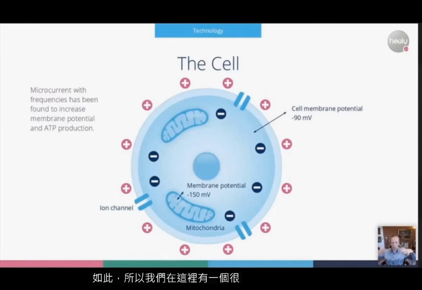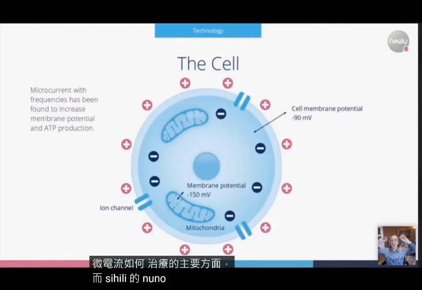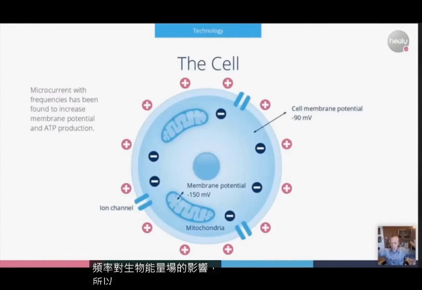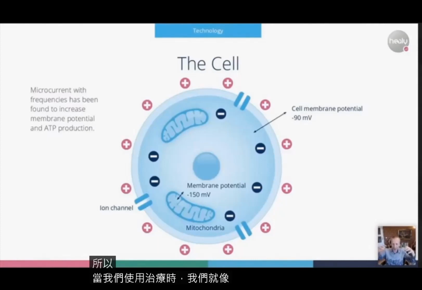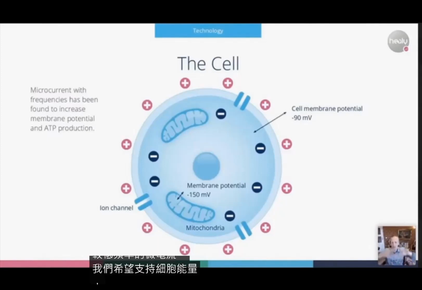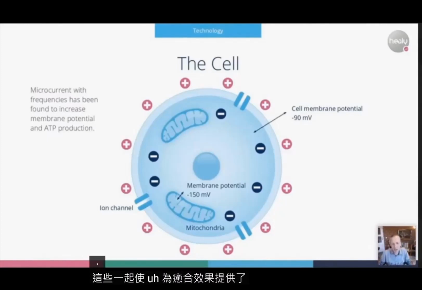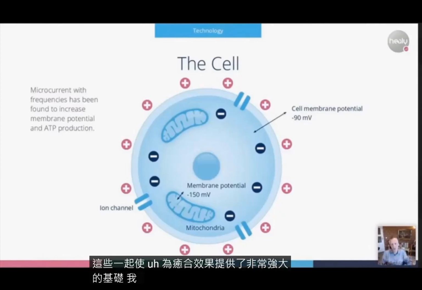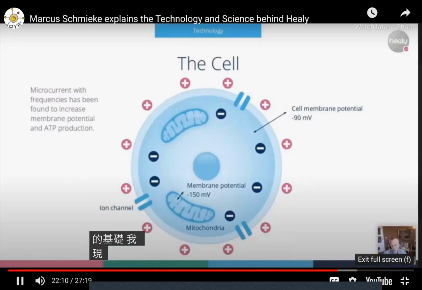So here we have a very good model to explain how the microcurrent dominant aspect of Healy works, whereas the Nunonina programs of the Healy are mainly focusing on the effect of the frequencies on the bioenergetic field. So we are relying, when we use Healy, on both of these effects. We want to harmonize the bioenergetic field with the higher frequencies, and with the lower frequency microcurrent, we want to support the cellular energy. And all this together gives a very strong basis to the effect of the Healy.